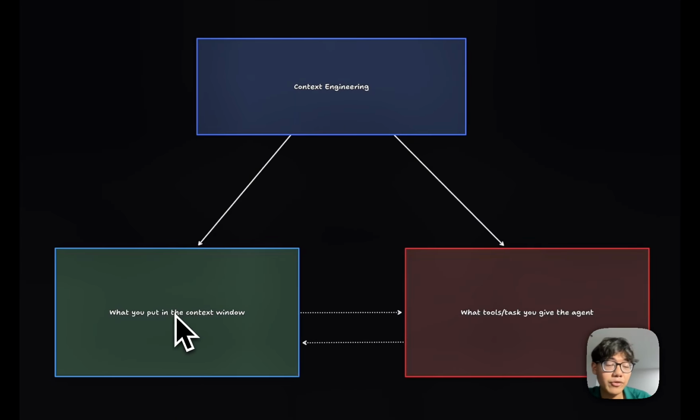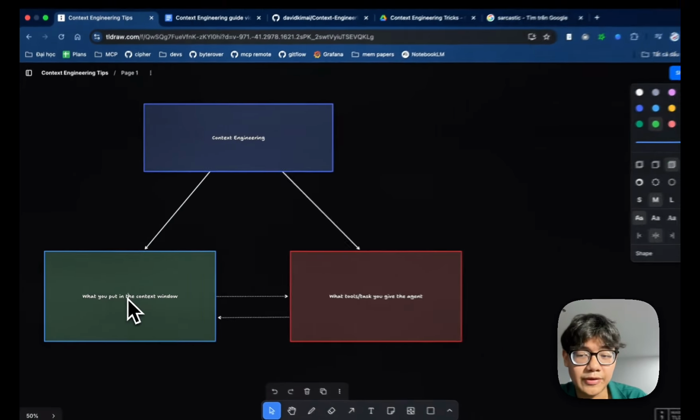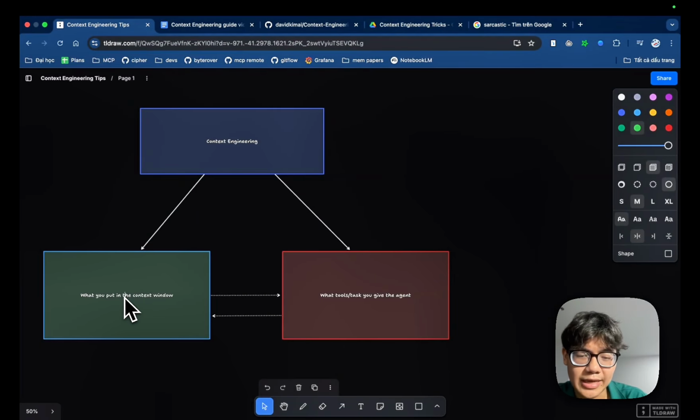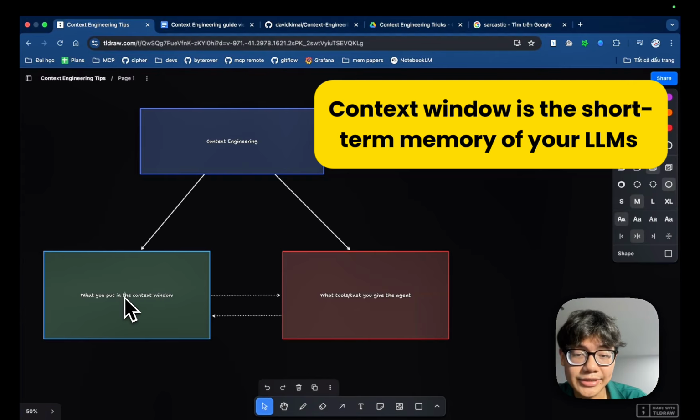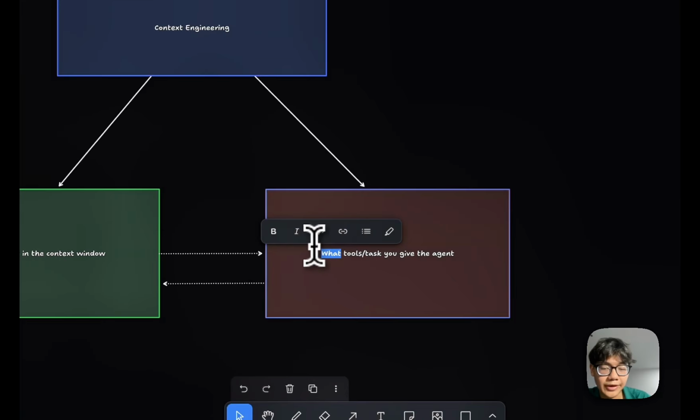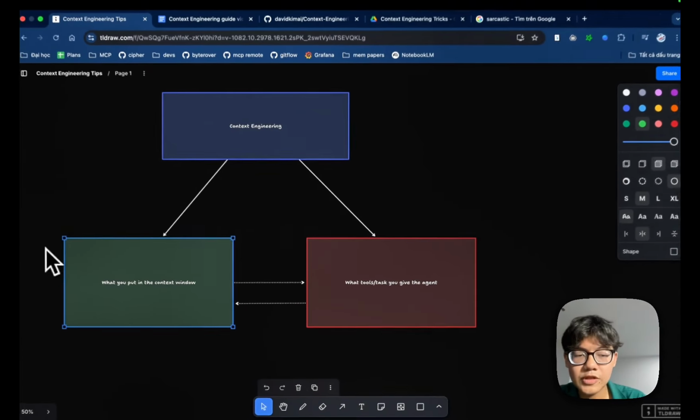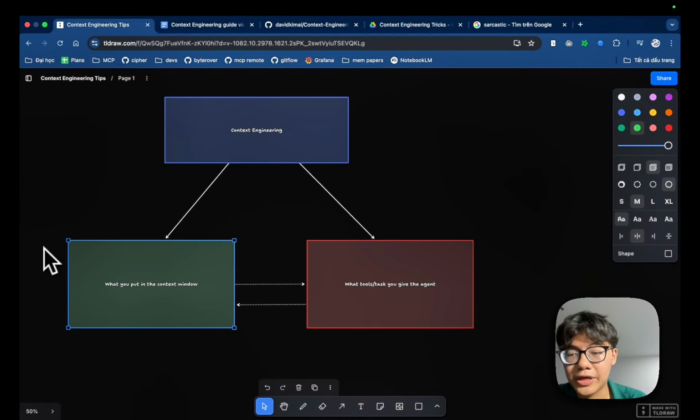It is what you put in your context window. If you don't know what context window means, it just means all of the short-term memory that your large language model has. And context engineering also relates to what tools or what type of tasks you're giving to the agent. So in this video, I'll be exploring how you can optimize your context window, as well as the tools and the tasks that you're delegating to your agent.